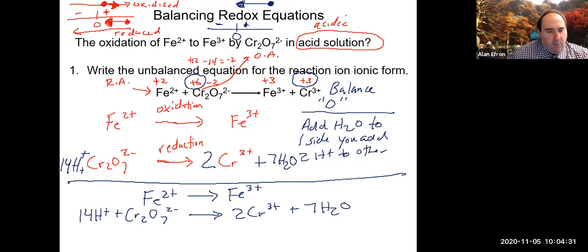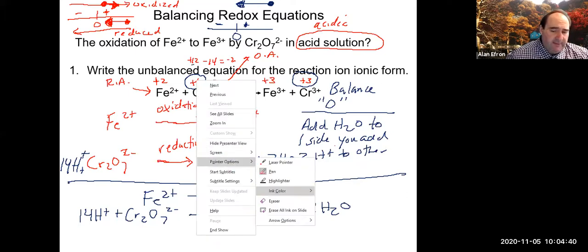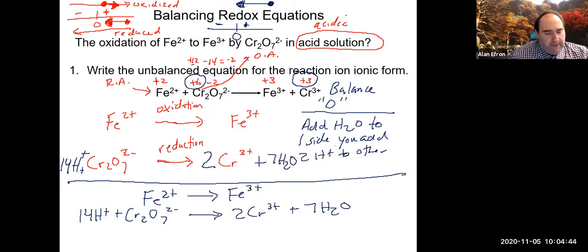And at this point, once we balance all the other elements and we've balanced oxygen by adding water and adding our H pluses to the opposite side, we are ready really to balance the charge on each side. I will just take a note here as well.